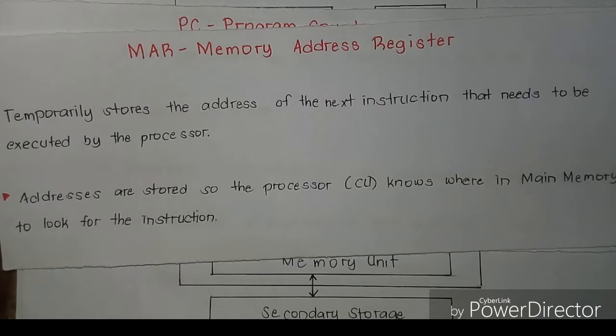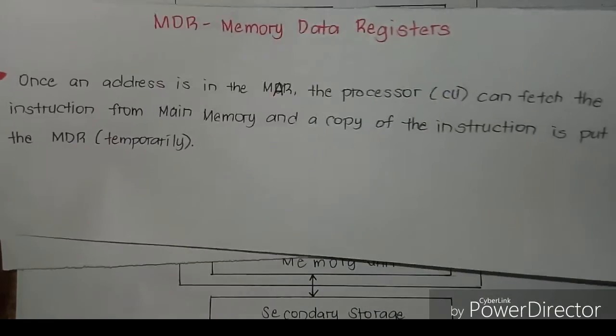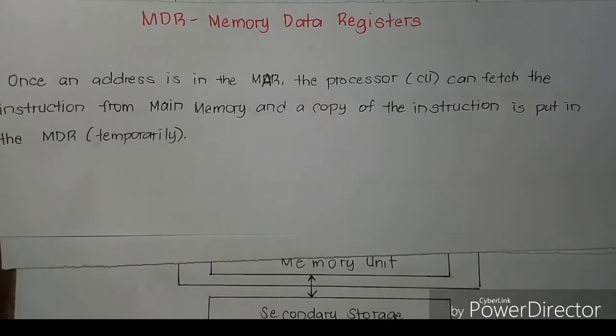And the next one is the MDR, or the memory data register. Once an address is in the MAR, the processor can fetch the instruction from main memory, and a copy of the instruction is put in the MDR.